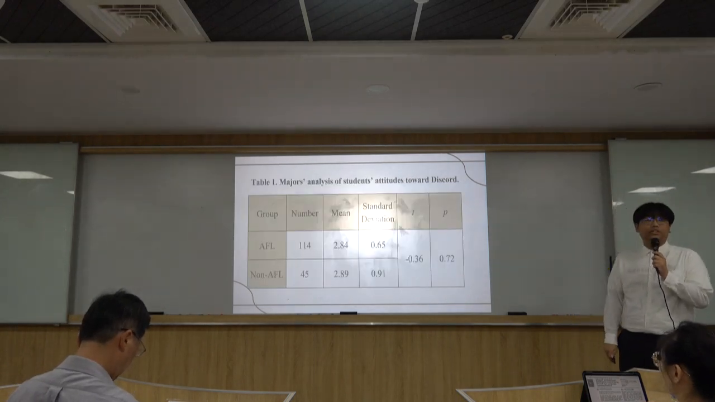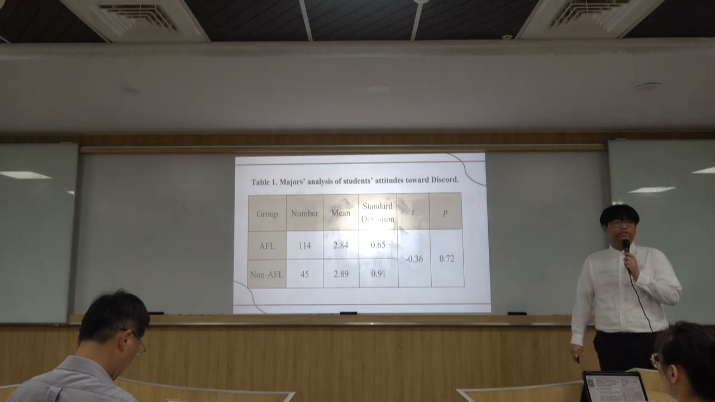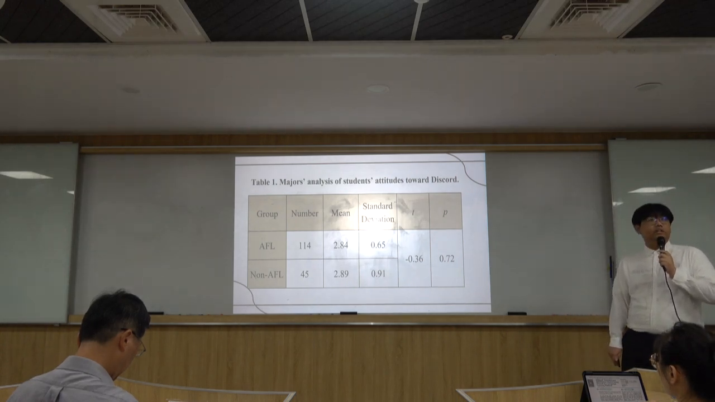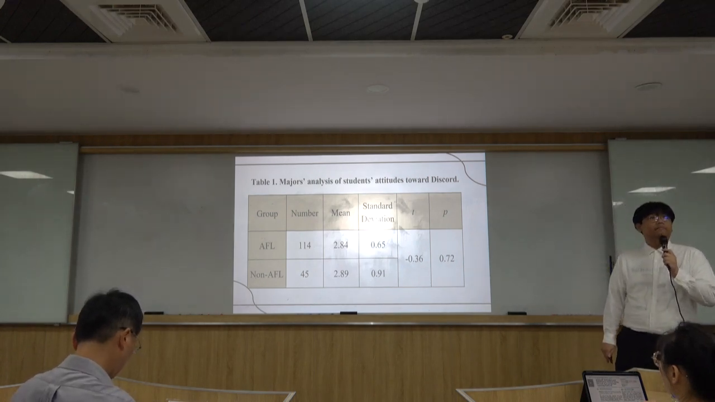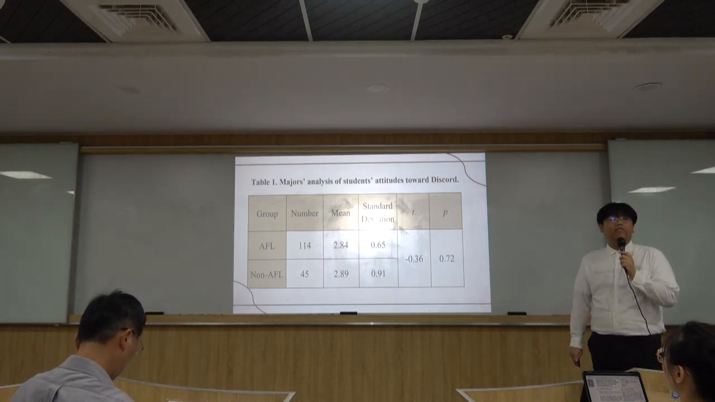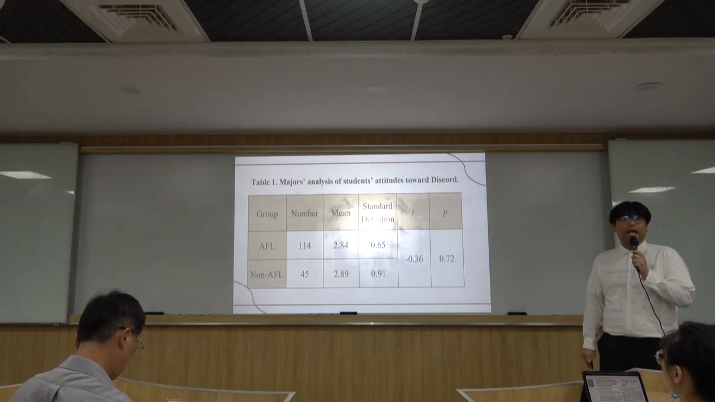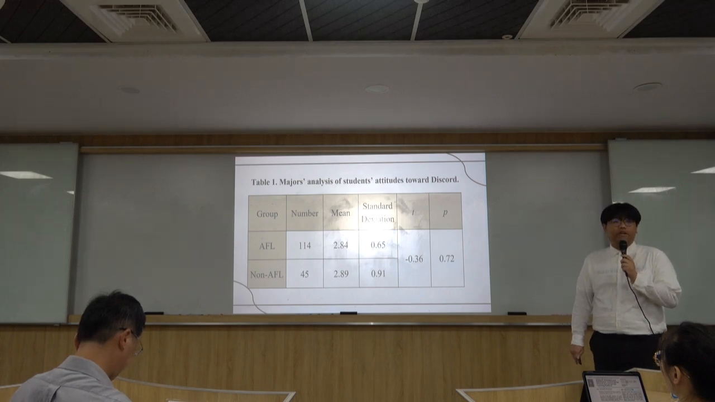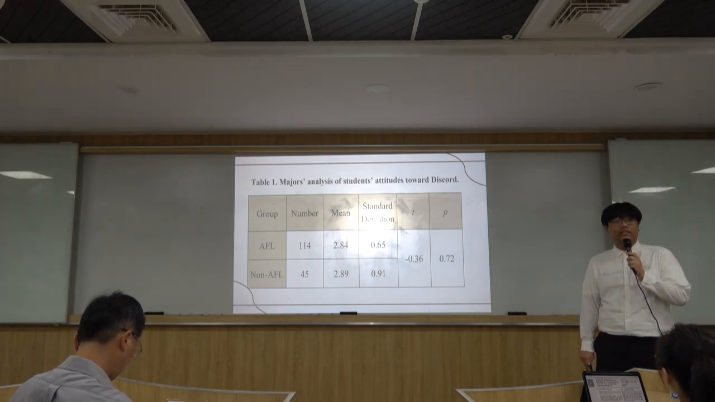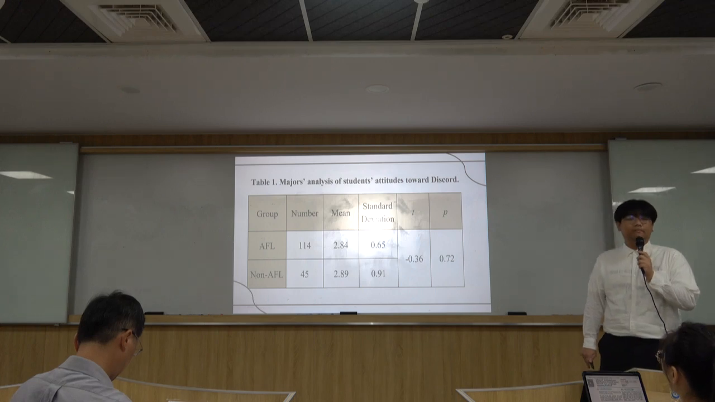Our t-test result shows no significant difference between the two groups in attitudes. The mean scores were 2.84 for English majors and 2.89 for non-English majors. With a p-value of 0.72, we can confirm that there is no significant difference between the two groups. That means the two groups share a similar attitude.